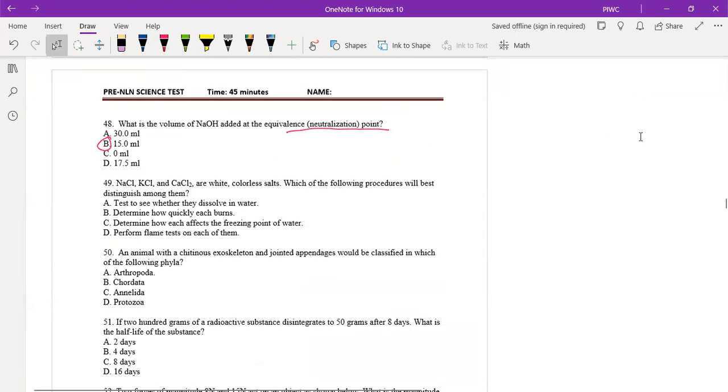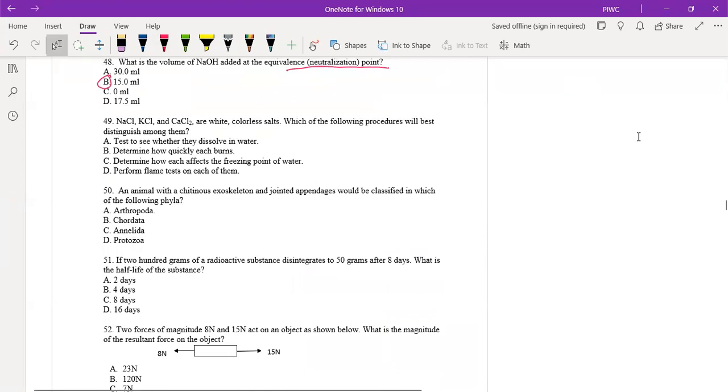Okay, this one is chemistry. Sodium chloride, potassium chloride, calcium chloride are white colorless salts. Which of the following procedures will best distinguish among them? A, to see whether they dissolve in water. B, determine how quickly each burns. C, determine how each affects the freezing point of water, and perform the flame test on each of them. Now this one, you do what we call the flame test. I know most people haven't come across this before. It's called a flame test.